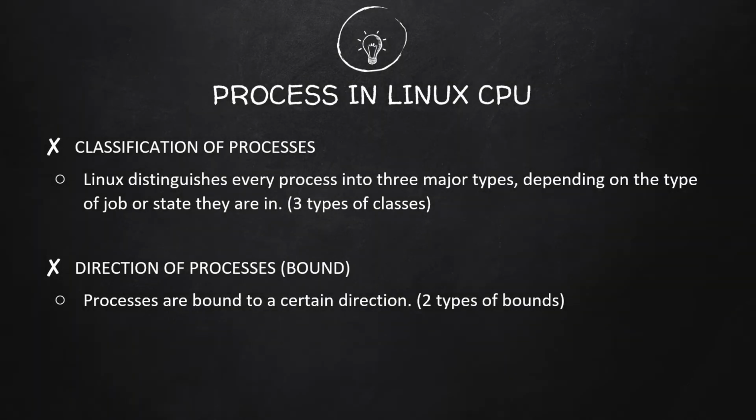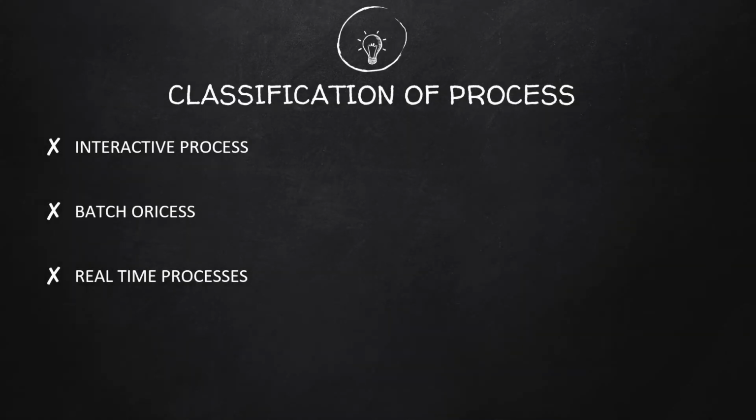So now that we talked about priority, let's talk a little about processes in the Linux CPU. Classification of processes. Not all processes are the same. Linux distinguishes every process into three major types, depending on the type of job or state they are in. Furthermore, on top of classification, there's also the direction of processes, also known as bound. Processes are bound to a certain direction. There are two types of bounds. First of all, let's look into classification of processes.